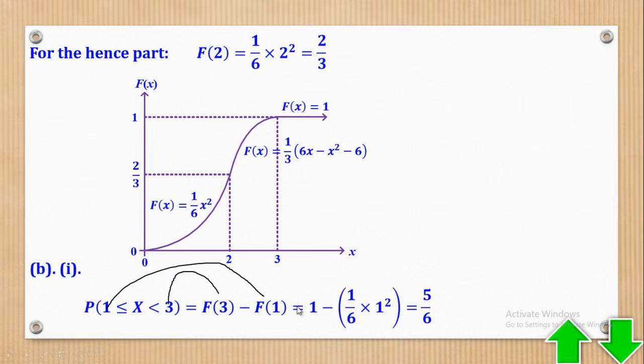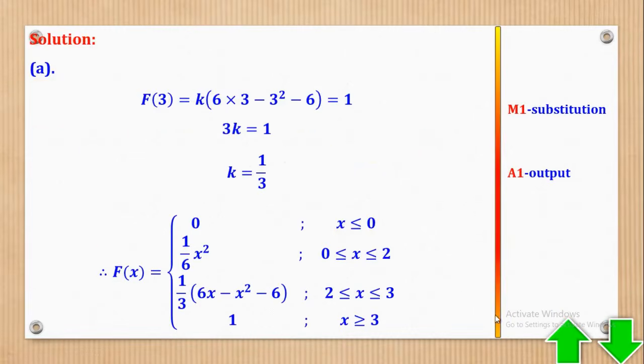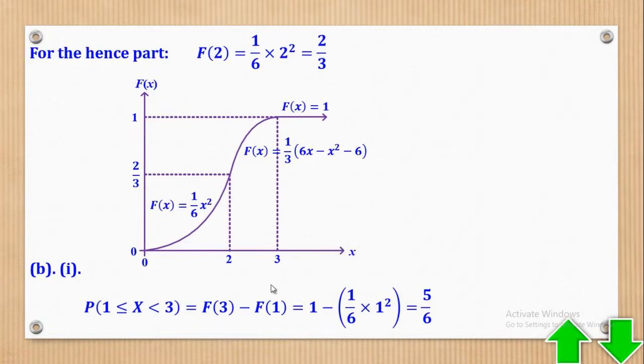But what about F(1)? For F(1), you look for where 1 lies. So 1 lies here between 0 and 2. Therefore, we are going to use this function. So put 1 here to become 1 over 6 times 1 squared. That is why you see here 1 over 6 times 1 squared. So when I simplify, I come up with 5 over 6 as my required probability. So that's what they wanted.